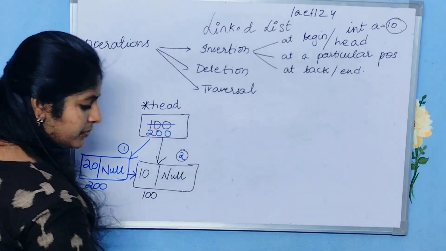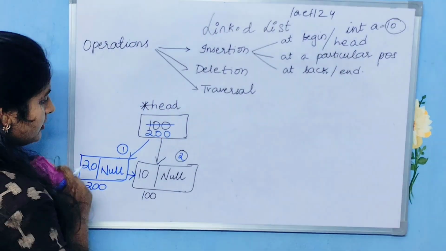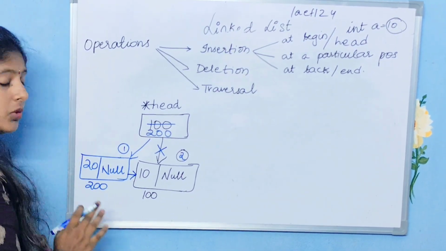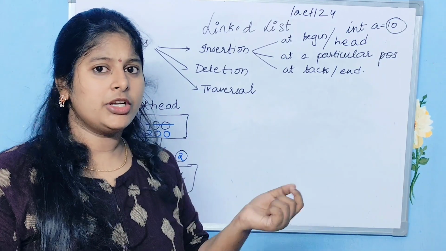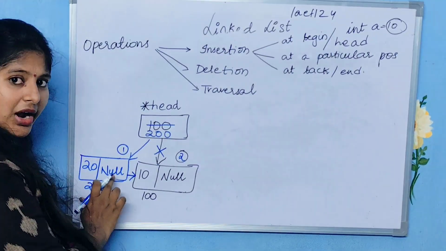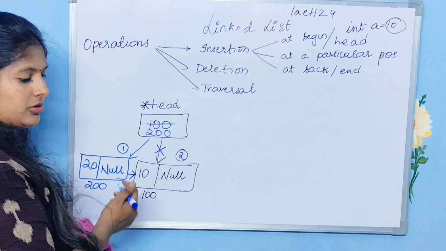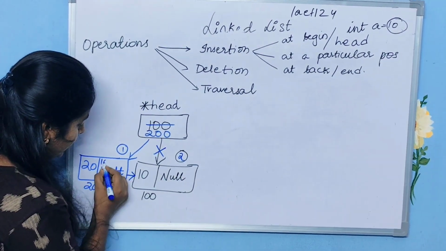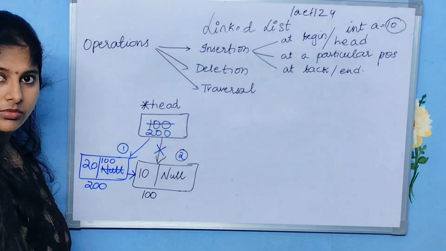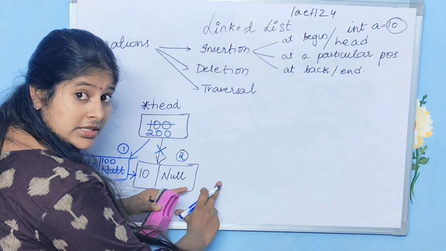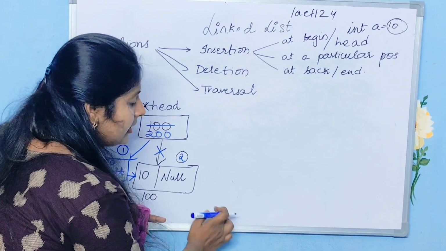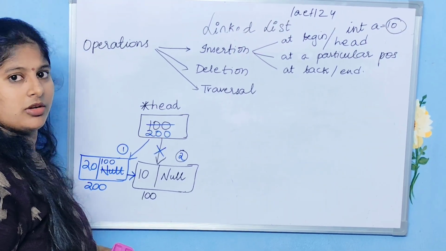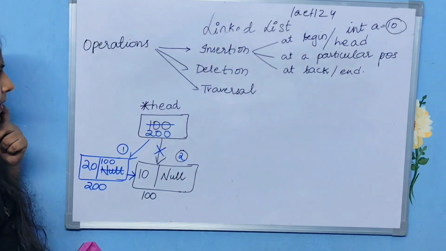Okay. So after this, I have established a connection. This is my second node. I have deleted this old connection, and my next node is 10. So 20 is connected to its next node. How? This next address part will contain the address of that second node. What is the address of 10? This is 100. So this part will contain address 100. Okay. There is no other node behind this, so I will be writing null over here. This is called insertion at head operation. Okay. So the first one is done.